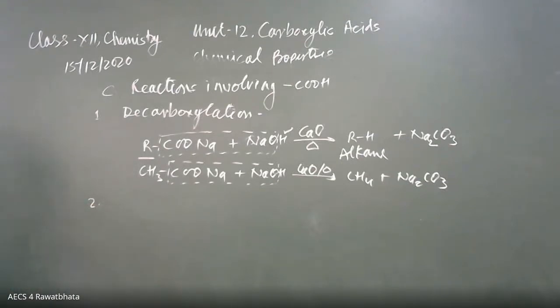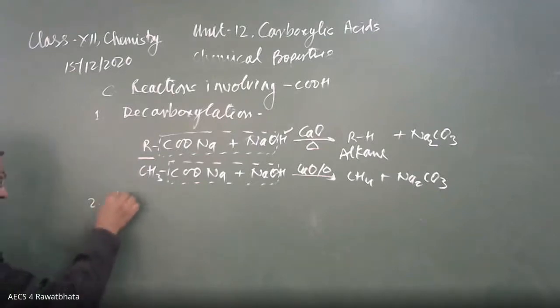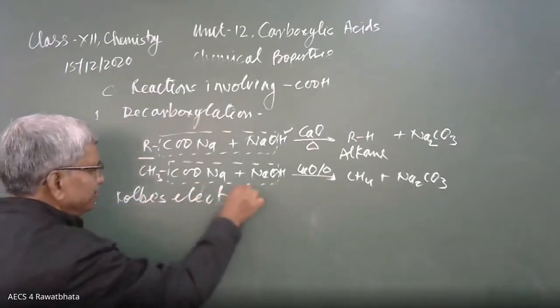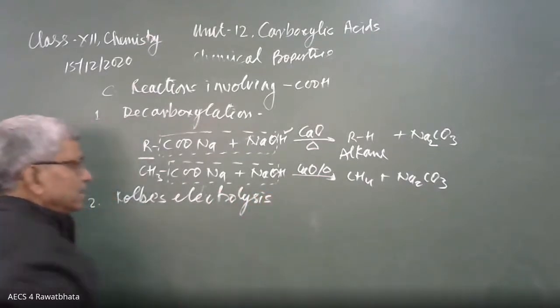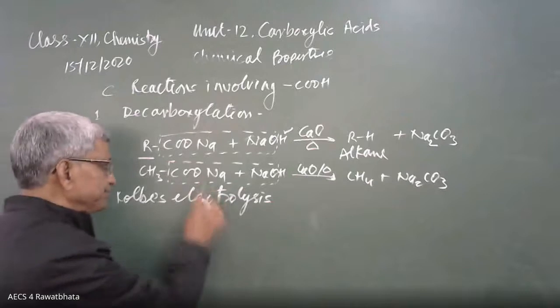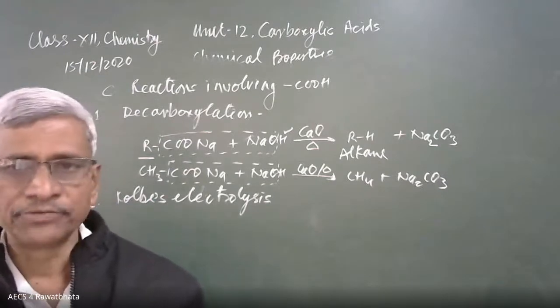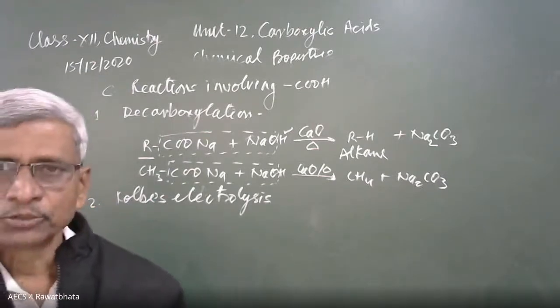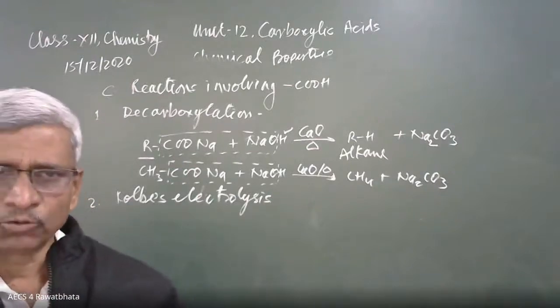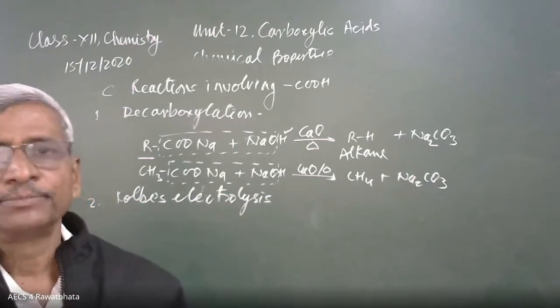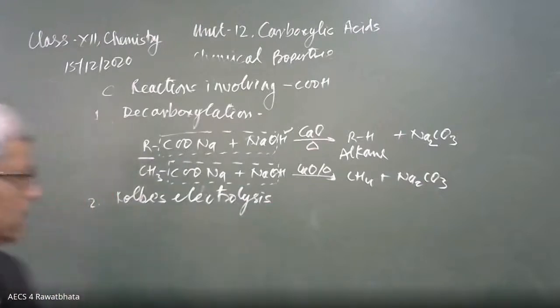Second reaction is Kolbe's electrolysis. In this Kolbe's electrolysis, we are going to take the sodium or potassium salt of the compound. Kolbe's reaction we have studied in phenol, where we took the sodium salt of phenol. Everywhere in Kolbe's reaction or Kolbe's electrolysis, we go for either the sodium salt or potassium salt of the compound. That is the unique feature of this reaction.